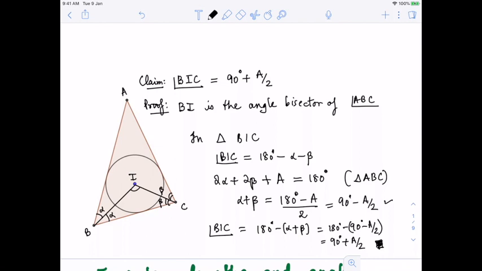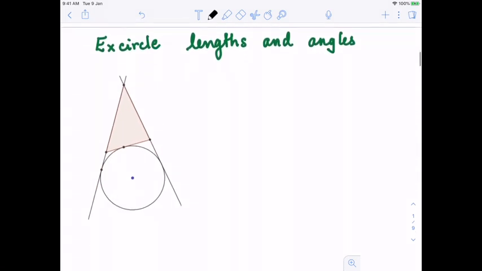Alright, so basically we know that this angle, so let's mark the angle here. So we know this angle is 90 plus A by 2. Okay, now something very similar happens in the excircle lengths and angles. It's almost similar, so let's in fact see how it works. So let's first chase the lengths.